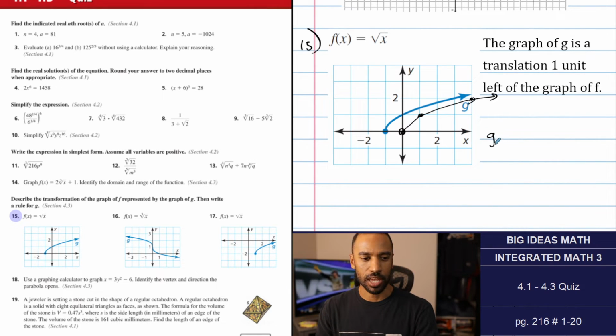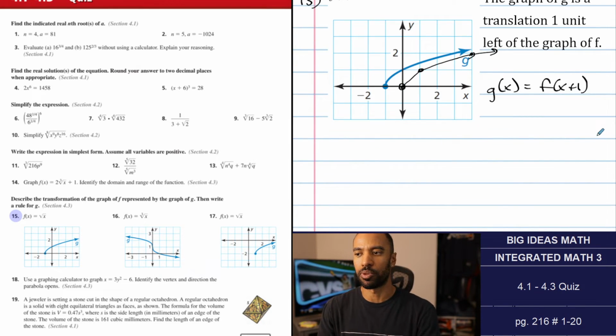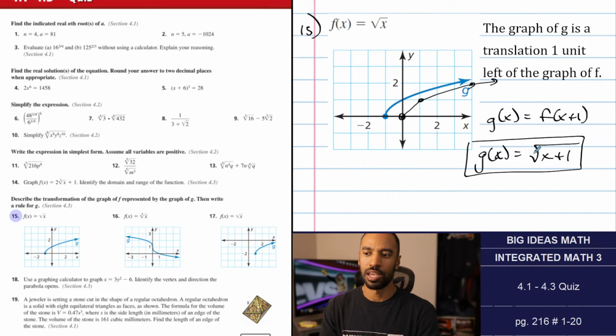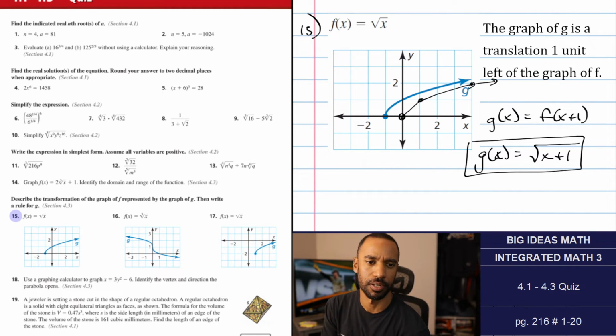Now, as far as the equation goes, these are kinds of problems that we had to do before. This is f of x plus 1. So we substitute x plus 1 in for x, and we're going to get g of x equals the square root of x plus 1. You can see f of x is the square root of x. This is the square root of x plus 1. It's like its vertex form, and that would be its appearance there.